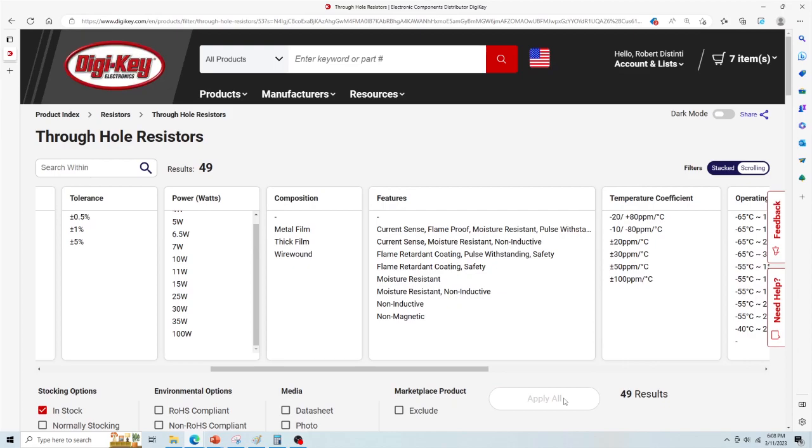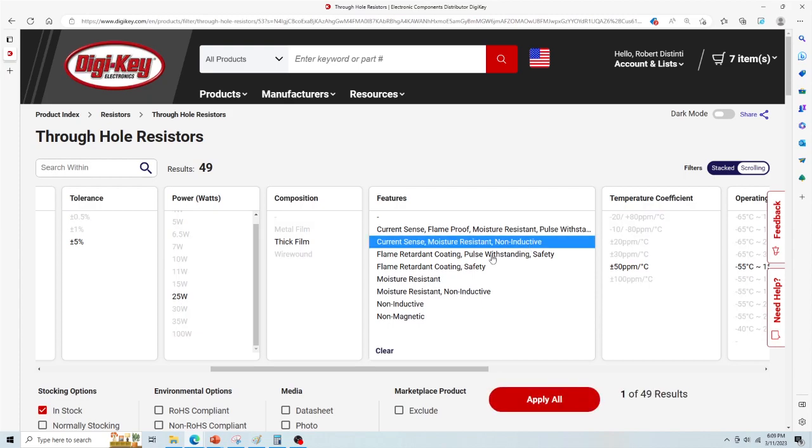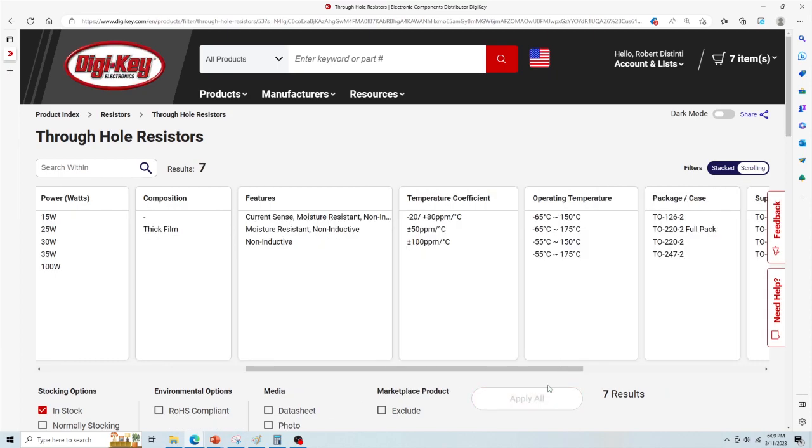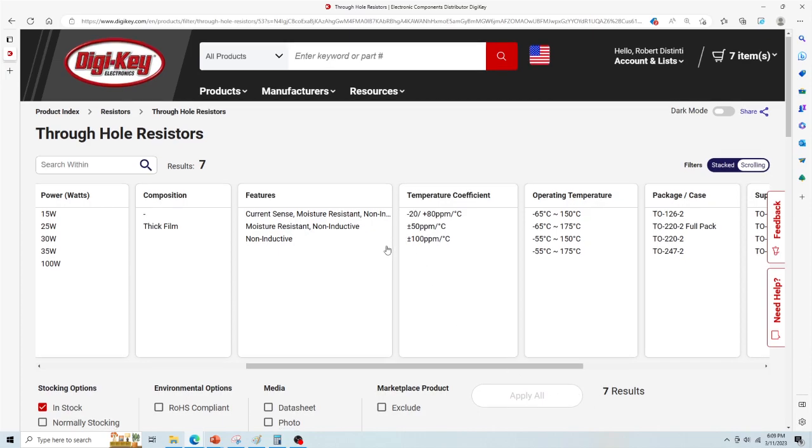Okay. Last but not least, we want everything that says non-inductive. I think non-magnetic. No, it's got to be non-inductive. Then we're going to apply all. Okay, we're down to 7 resistors. Let's see what we've got.